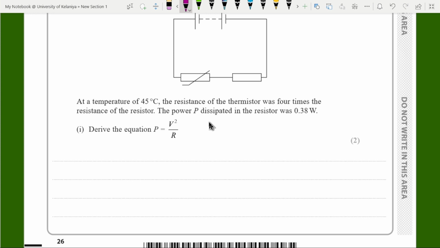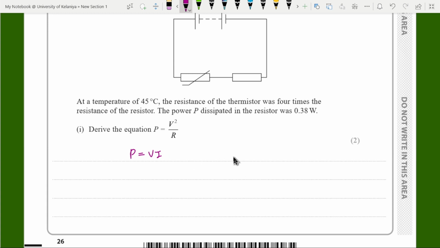Derive the equation P equals V square over R. This is simple. I will do it over here. P equals VI, we know that. And why P equals VI? It is equal to W over T. But this is enough. If you have written these things, you will get the marks. If you check the marking scheme, they have given these steps.